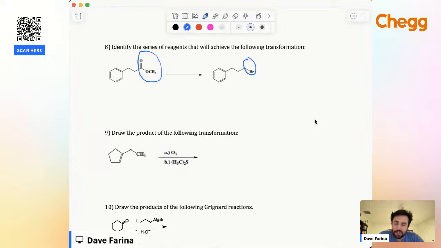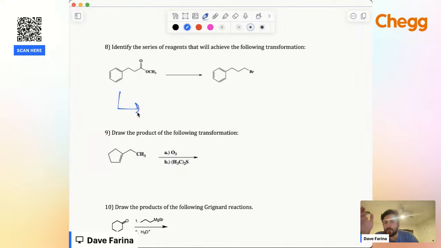So do we have a transformation that will go from an ester directly to an alkyl bromide? No, we do not. We don't have anything that can do that. And so what is something that we can go to as an intermediate? Well, there's no oxygen atoms in the product. So we want to get rid of the oxygen atoms, which means we're going to do some kind of reduction. So what reducing agent are we going to use, based on the reduction that we're trying to achieve?